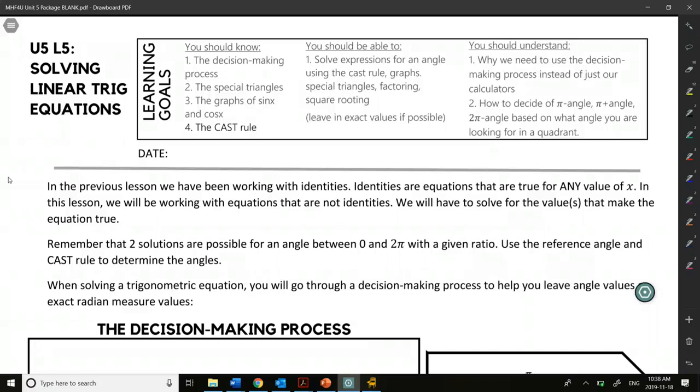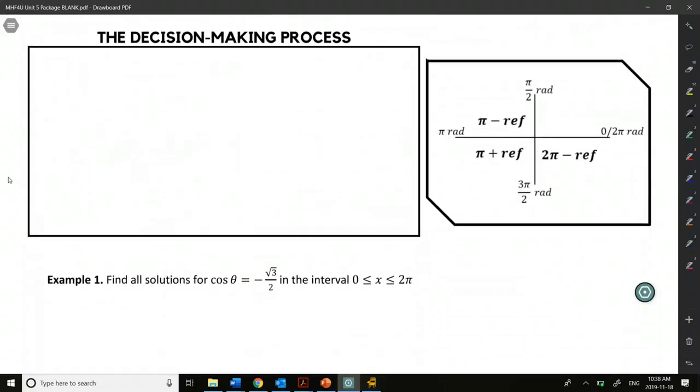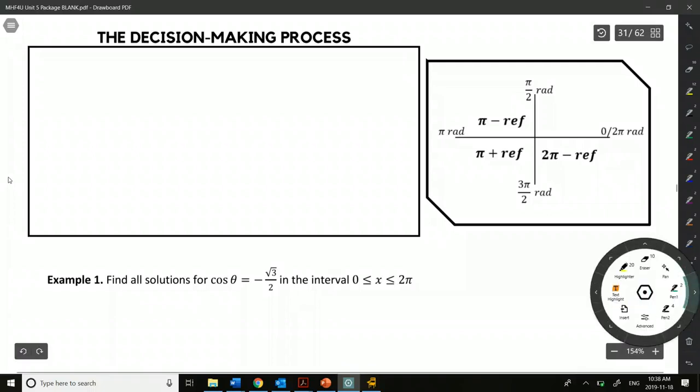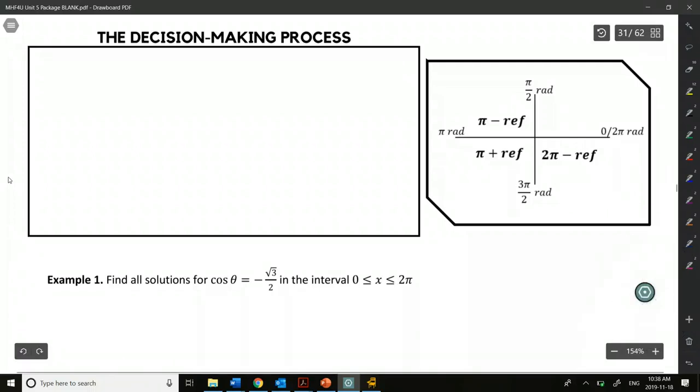Okay, so the decision-making process. The decision-making process is going to go through a set of 3 decisions that you're going to make. The first decision is, can I use a graph?